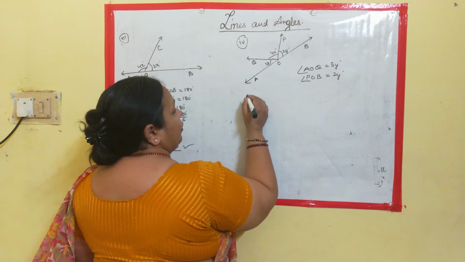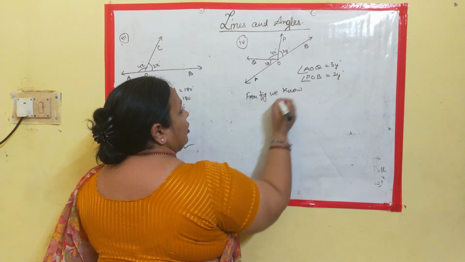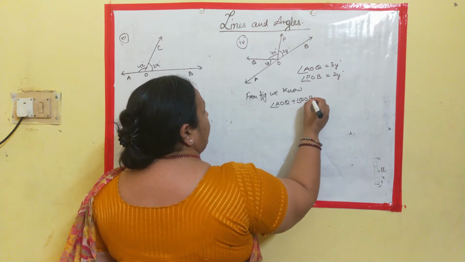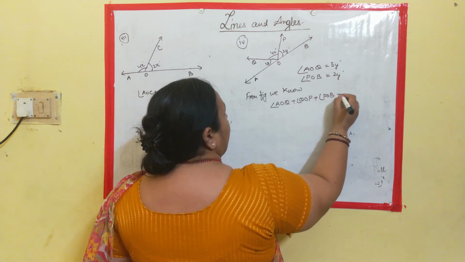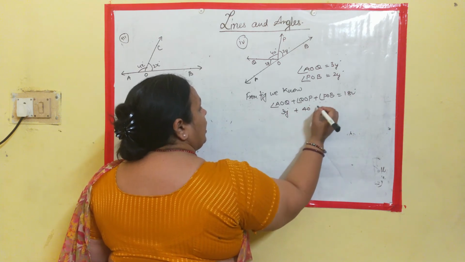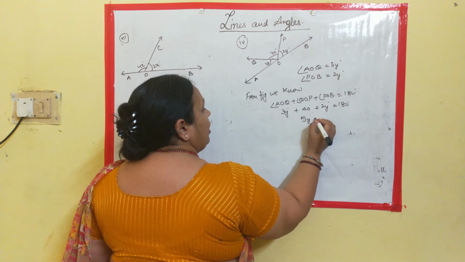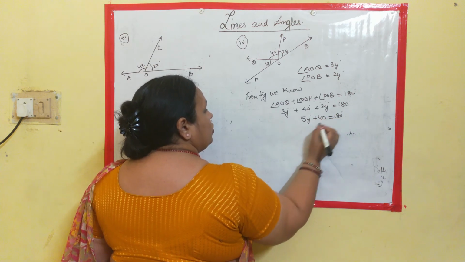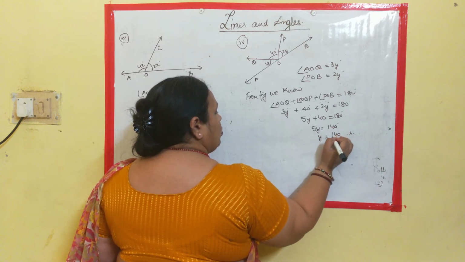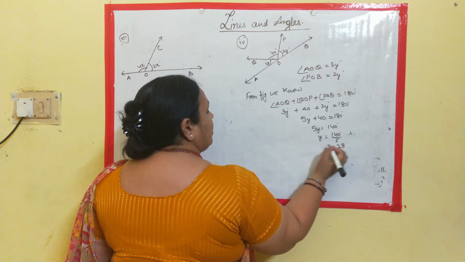Now from the figure, we know that angle AOQ plus QOP plus POB is equal to 180 degrees. This is 3y, this is 40, and here it is 2y, equal to 180. This is 5y plus 40 is equal to 180. 5y is equal to 140. y is equal to 140 by 5. That is, 5 2s are 10 and 5 8s are 40.